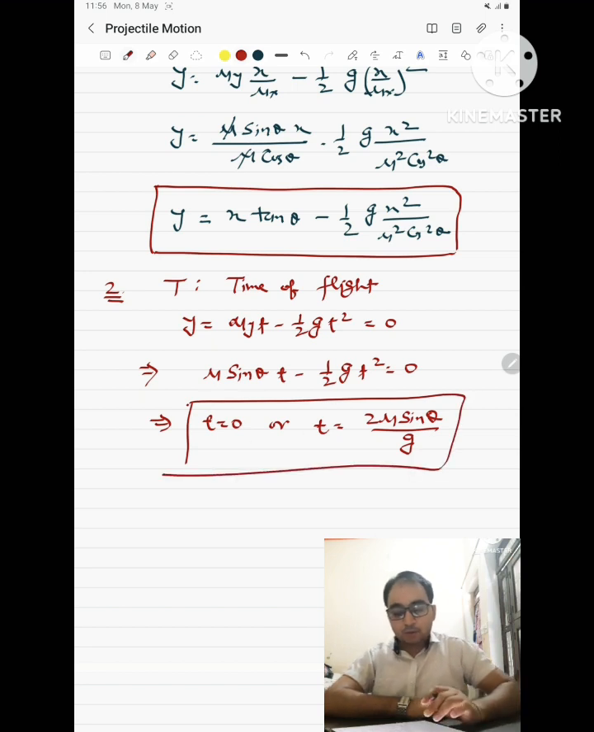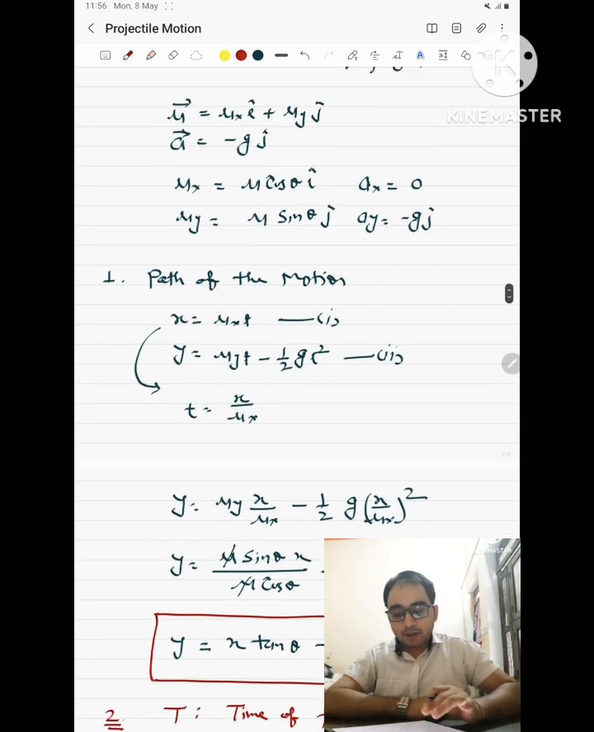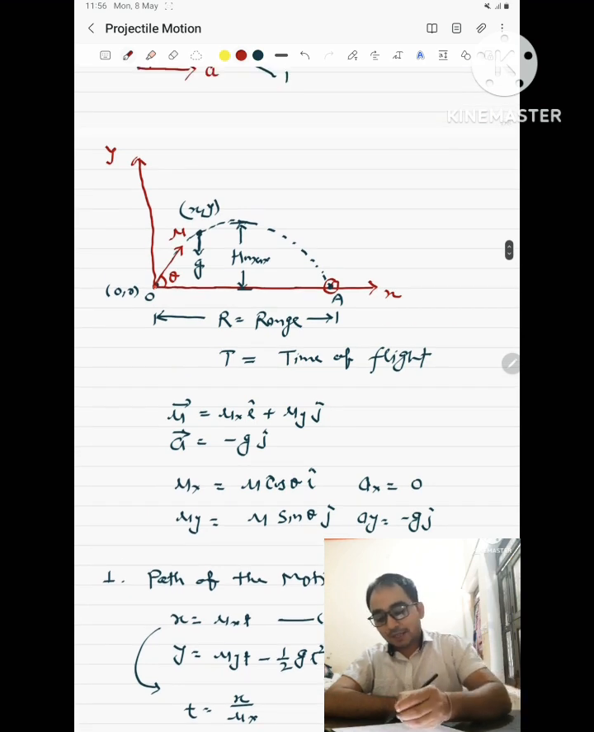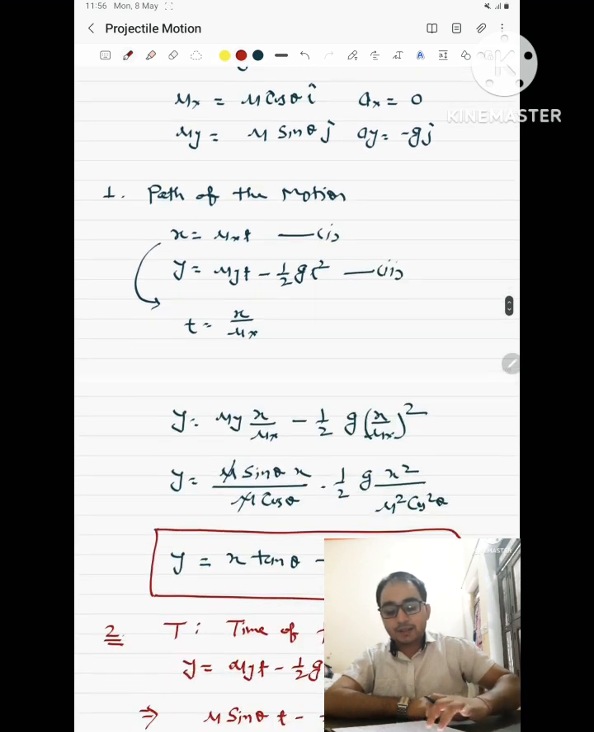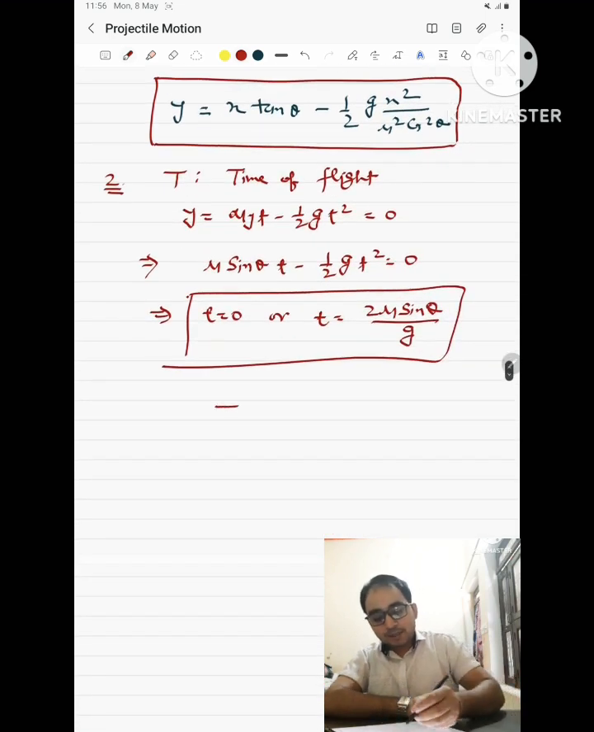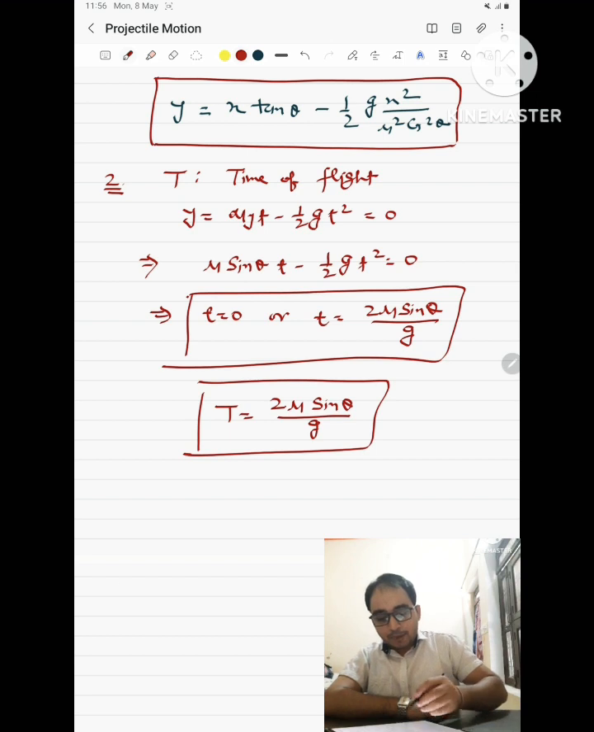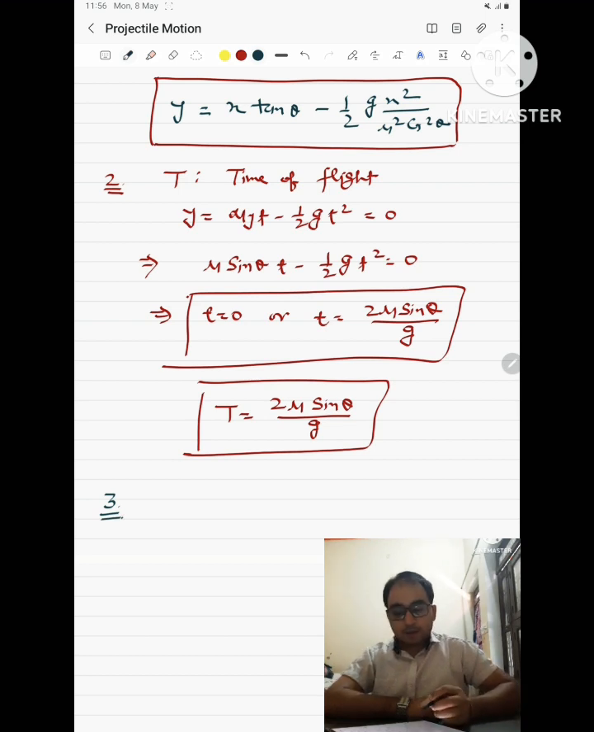So here we will get two values of t. One is t equals to 0, that is, at t equals to 0 the particle is at this point, and t equals 2u sin theta by g is when the particle reaches its destination at point A. So this t is known as the time of flight. Then the next is range.